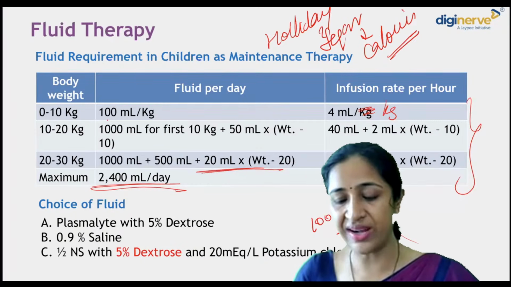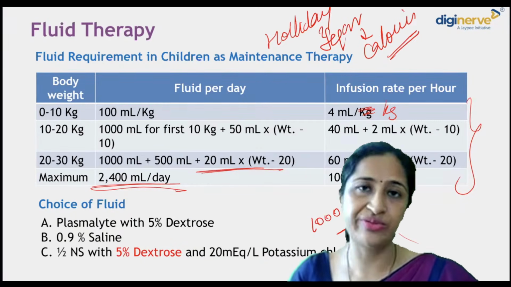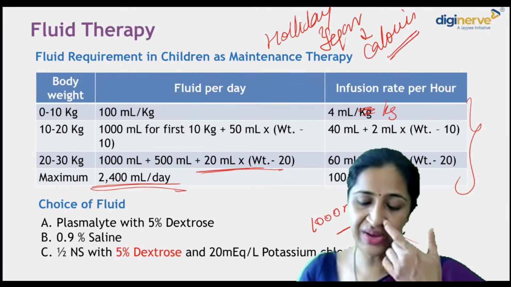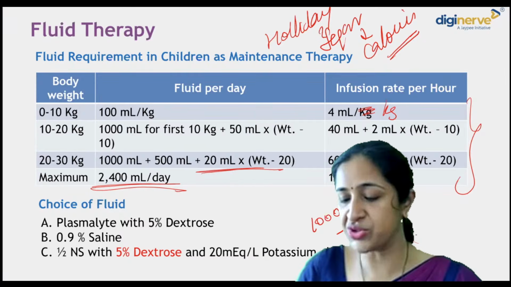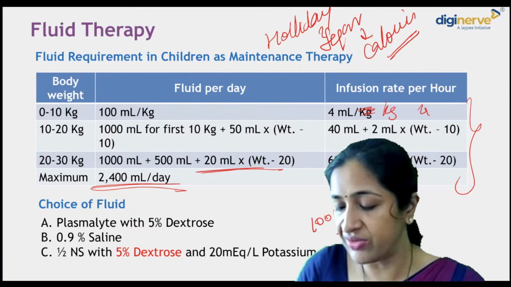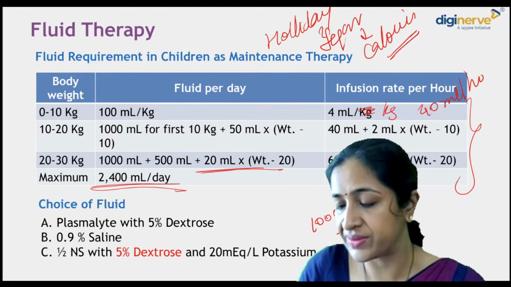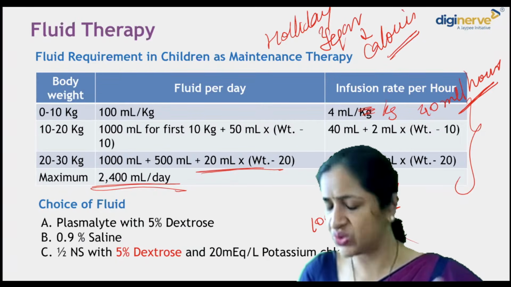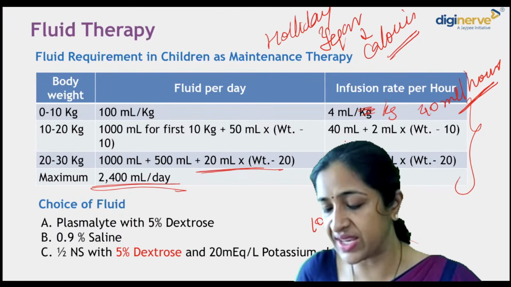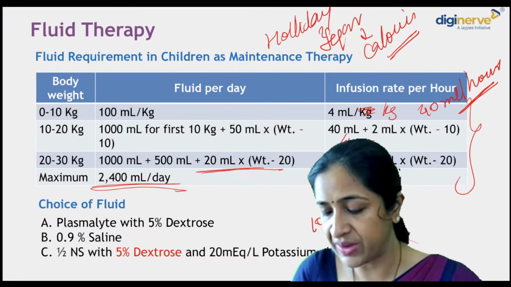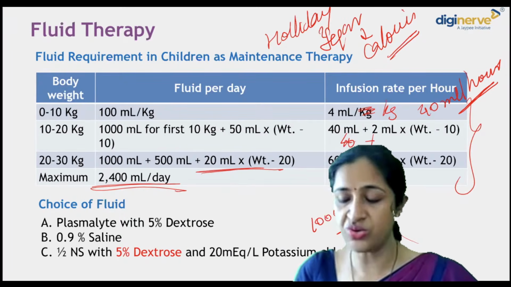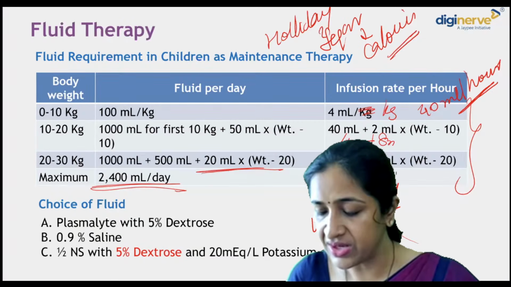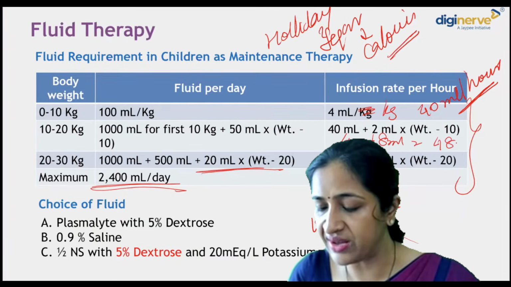So 100 ml per kg, if you have to infuse it per hour, will come to 4 ml per kg. Suppose you have a 10 kg child, you will give it at 40 ml per hour. Now for a 12 kg child, for the first 10 kgs it is 40 ml, plus 2 more kg, so 2 ml into 2, which is 4 ml. So you will get 44 ml per hour.